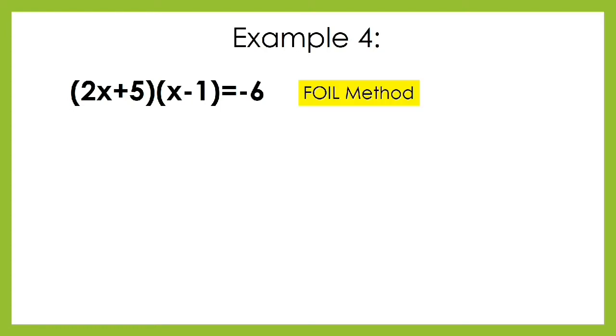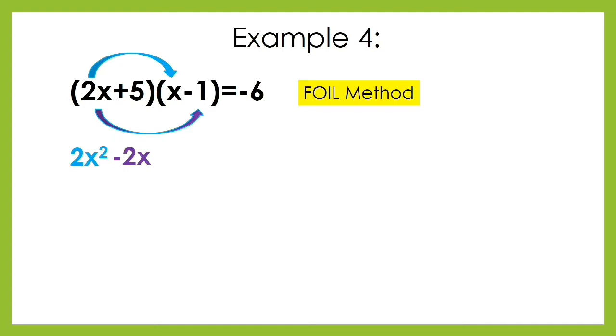We will use the FOIL method. FOIL stands for first, outer, inner, last. First, we multiply the first terms, which are 2x and x. The product is 2x squared. Next, outer, we multiply the outer terms, which are 2x and negative 1. The product is negative 2x.